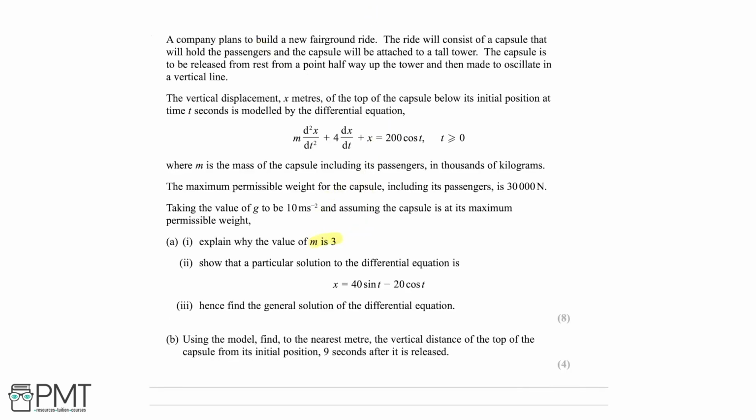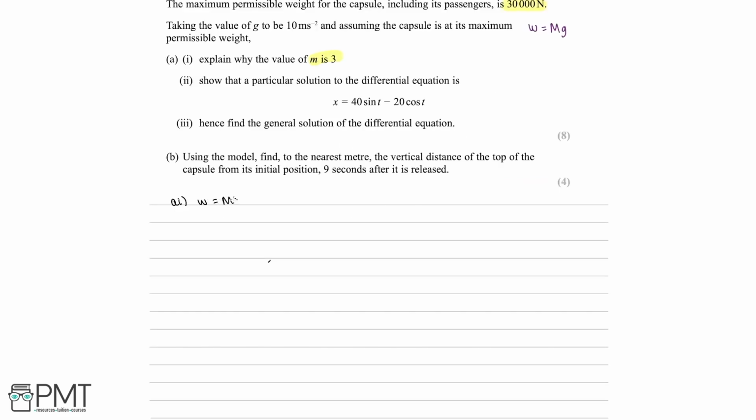In order to answer this question, we need to use the information that m is the mass of the capsule, including its passengers, in thousands of kilograms. We know that weight is equal to big M multiplied by g, where big M represents the mass of the object in kilograms. Substituting 30,000 newtons for the weight and 10 meters per second squared for g gives 30,000 = M × 10. We can then divide both sides by 10 to give big M equal to 3,000.